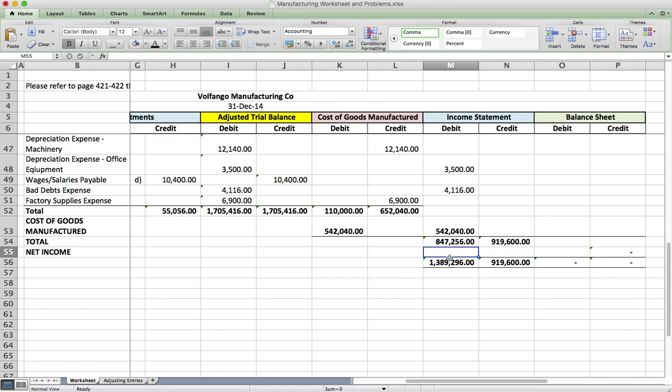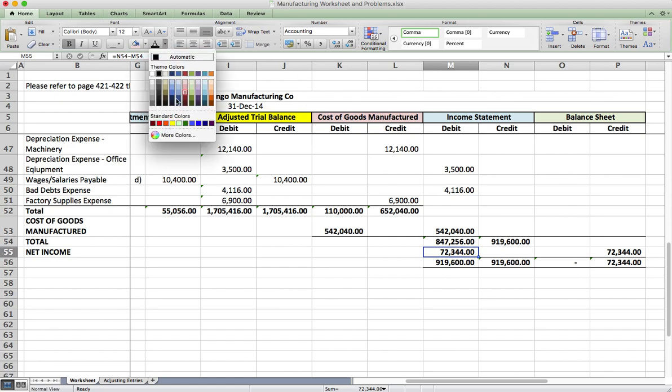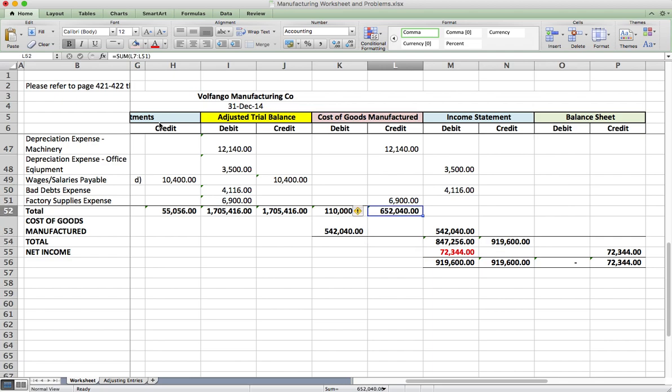Diba? Kaya, magkano ang net income natin? The net income would be the credit side less the total debit side. And that is 72,344. And then, yun. So, nag-balance naman ulit sila. So, this is your net income. Lagyan na lang natin ng kulay para matatandaan na. Then, cost of goods manufactured. Yan. Okay. So, that would be your income statement.